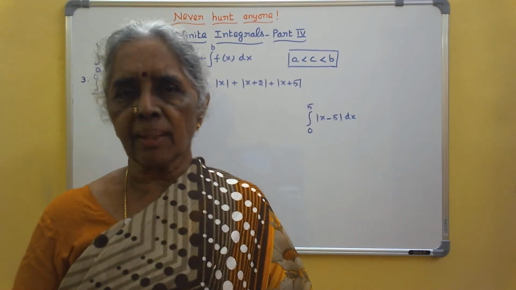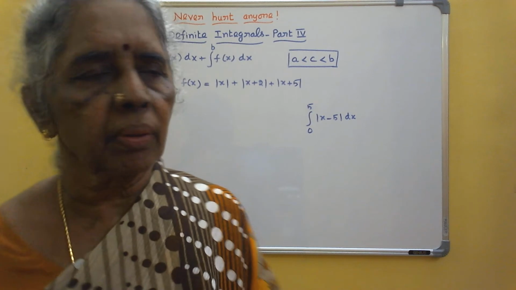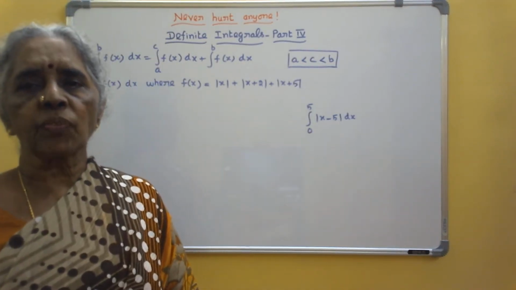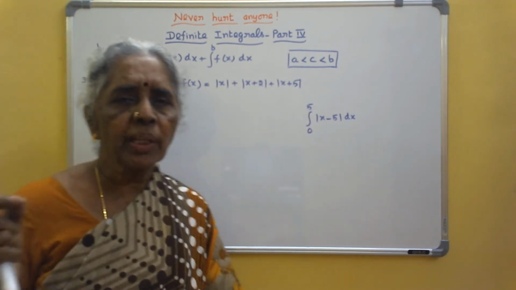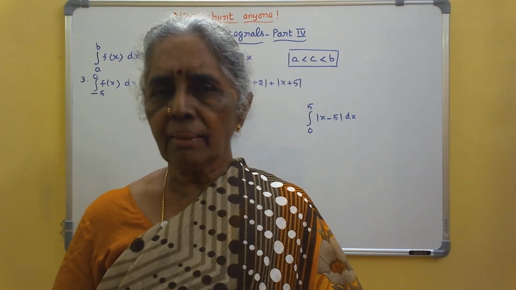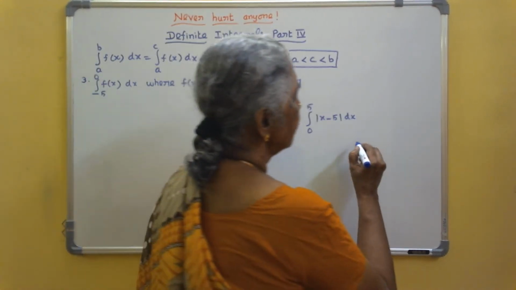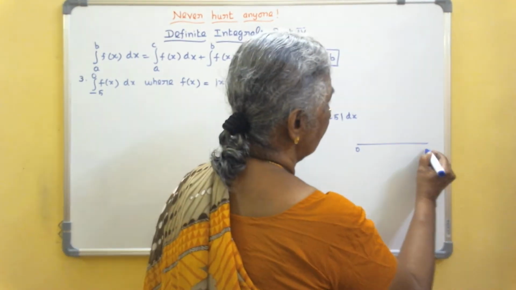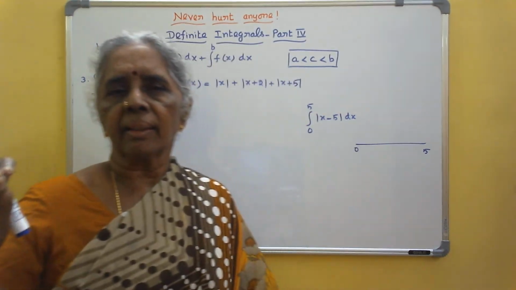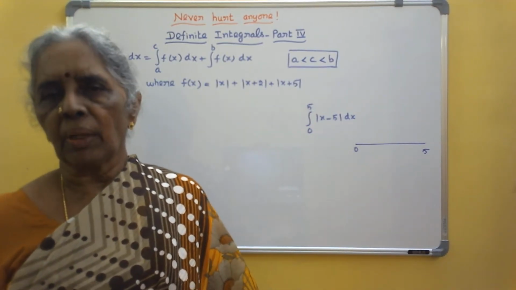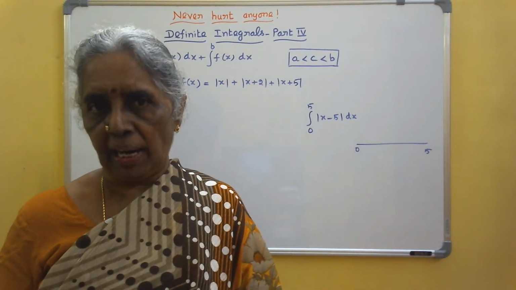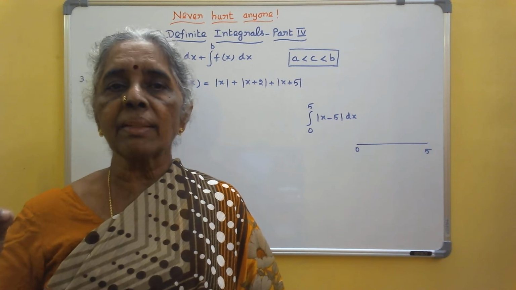Before going to the third sum, let me explain one small concept. Now you just consider integral 0 to 5 mod x minus 5 dx. Here, if you equate x minus 5 to 0, what is the value you are getting? X is equal to 5, right? That means actually in this number line, you will get 0 here, 5 here, and your C value coincides with one end value. That means you are actually having only one interval 0 to 5, because the C coincides with the B.